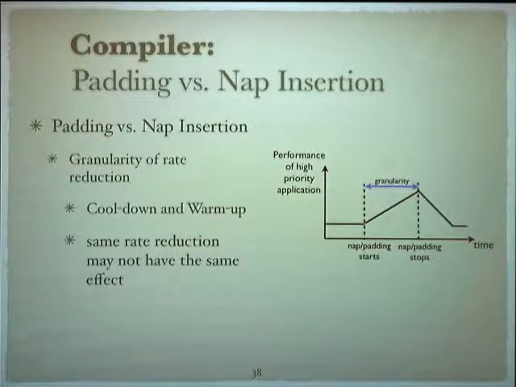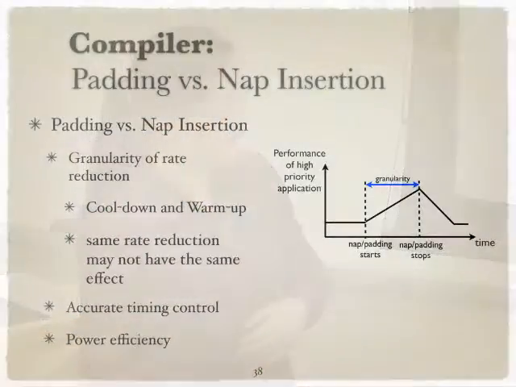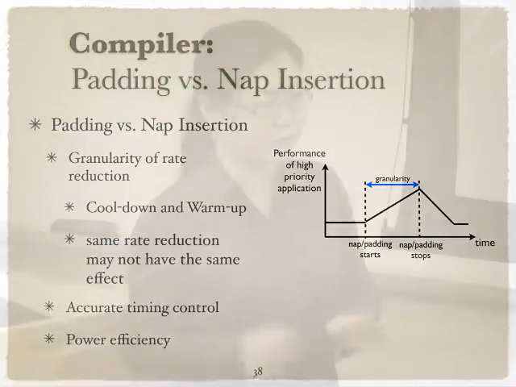So what this really says is that when you slow down the application, the granularity you pick to do this actually matters. Smaller, fine granularity for padding, which is in terms of cycles, may not really give you the best win for the slowdown you sacrifice. Also, comparing padding and napping, napping makes more accurate timing control easier because you could potentially use a timer, and it's more power efficient because we're not executing no-ops in this case.